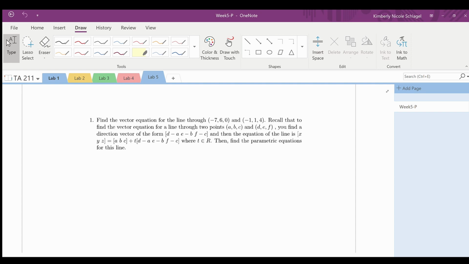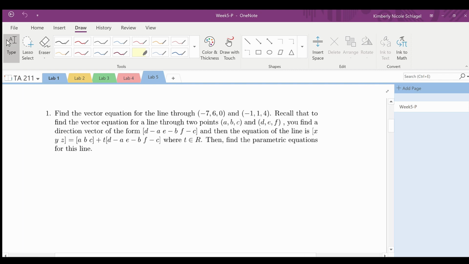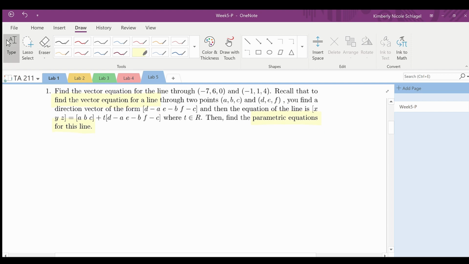So jumping right into the first question, it's asking us to find two things. First, we have to find the vector equations for a line, and then the second thing is that we have to find the parametric equations for the same line. Okay, so we'll start quickly by going over what it means to have a vector equation for a line.